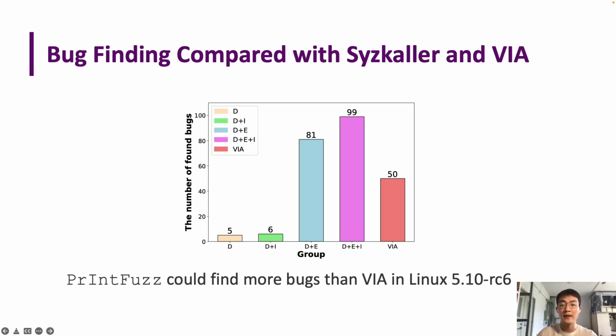We also compare the ability of PrIntFuzz with Syzkaller and VDF to discover bugs. PrIntFuzz discovered 94 more bugs than Syzkaller and 49 more bugs than VDF. The second graph shows that injecting interrupts is valid even if no actual simulated devices are used. The third and fourth groups also show that by using actual simulated devices, the ability of bug discovery has improved a lot.